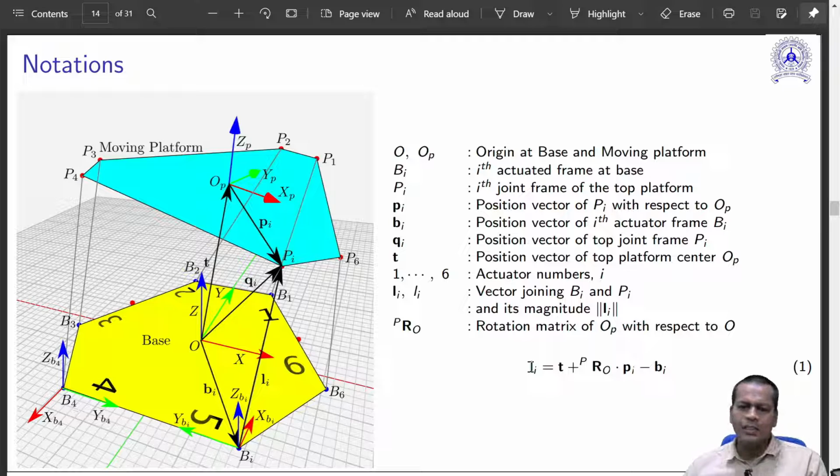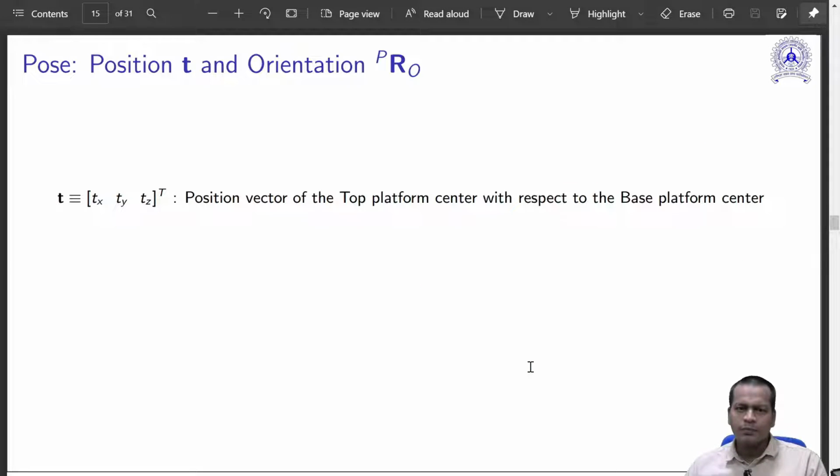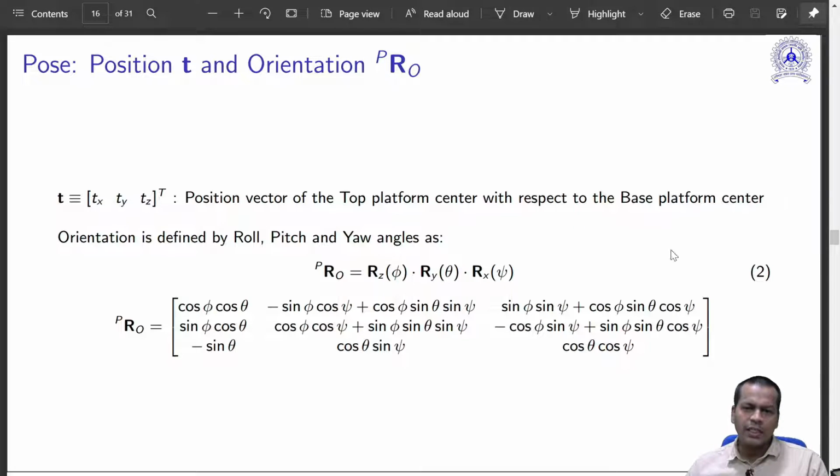So you can take this type of platform anywhere in space, any orientation, any position can be given. The position of the top platform Ti is the position vector of the top platform center with respect to the base platform center. As I have said, the orientation is defined by the roll, pitch and yaw angles. Taking the rotation matrices product, you can simply get this.